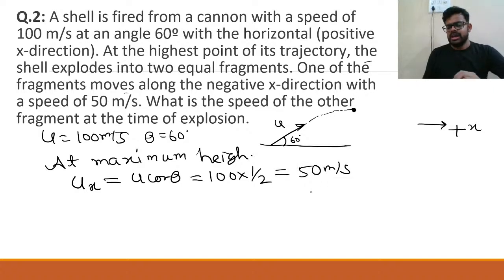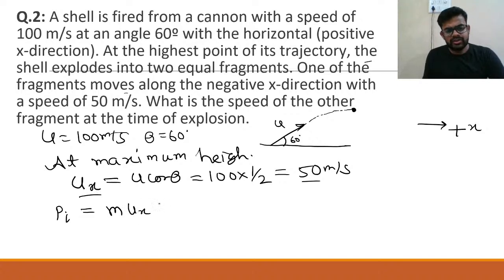So I know one thing, just before the blast, the velocity of that shell is ux and that is 50 meter per second. So I will write the initial momentum. What is the initial momentum? I'm taking rightward direction positive, leftward direction negative. Let's say the mass of that shell is m and its velocity is ux. So directly I will get m into 50. So this is the initial momentum.